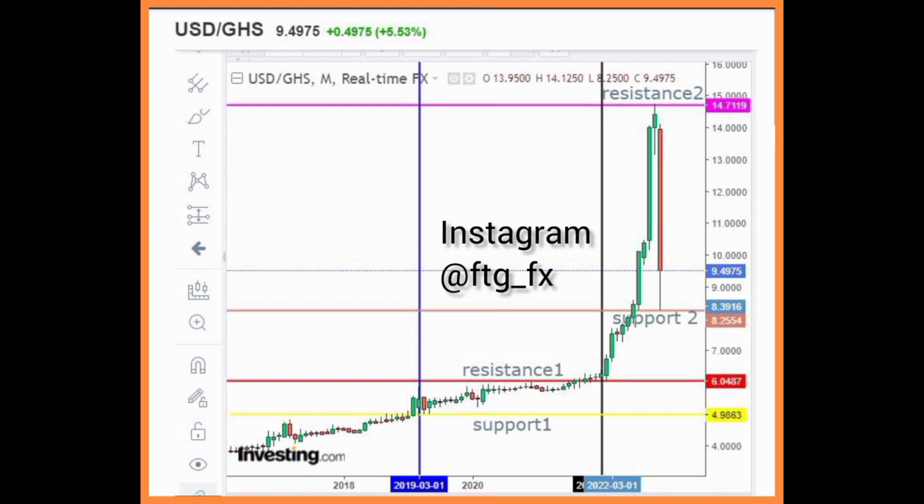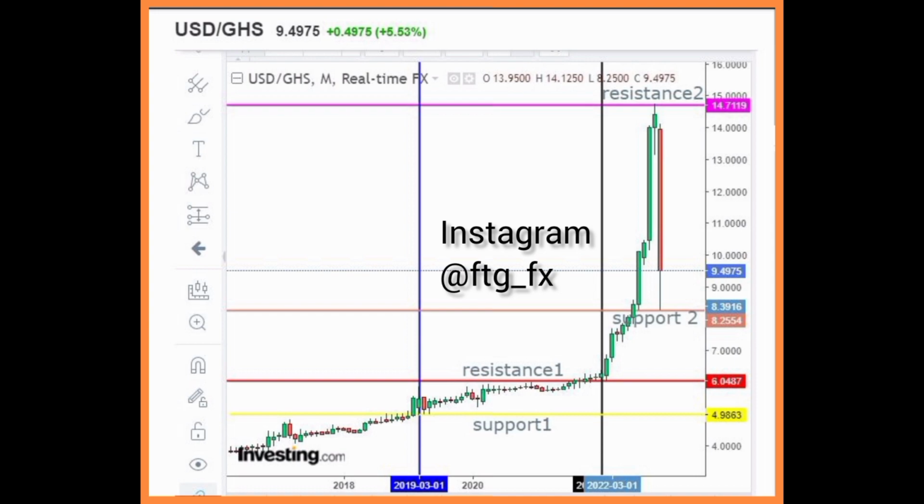Now the question is, is it enough to continue this momentum, the strength of the Ghana cedi now? Because like I said earlier, there are a lot of economic factors that should sustain this, like employment rates, import and export rates. Is our unemployment rate going to reduce? Is our import rate going to reduce? Like all of those factors.